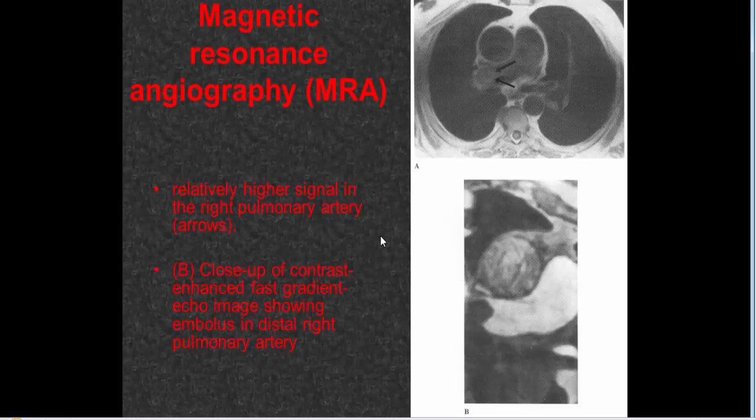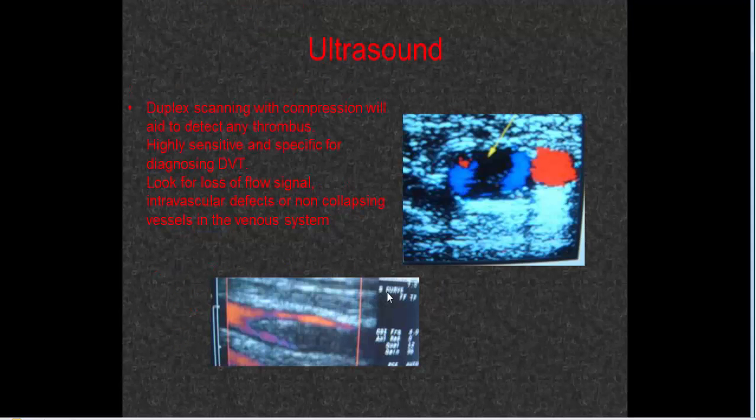MRA, relatively high signal in the right pulmonary artery. Close up view, we see embolus in distal right pulmonary artery. Embolus, distal right pulmonary artery.